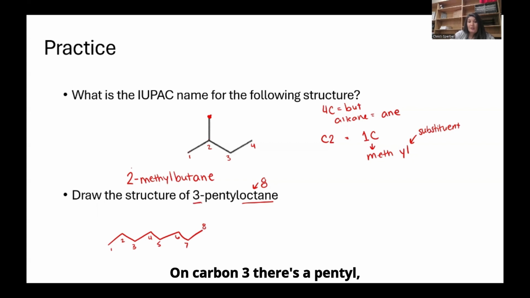On carbon 3, there's a pentyl. So yl means that it's a substituent. Pent means 5. So on carbon 3, there's 1, 2, 3, 4, 5. So 1, 2, 3, 4, 5 carbons coming off of carbon 3. So this would be the structure for 3-pentyl octane.